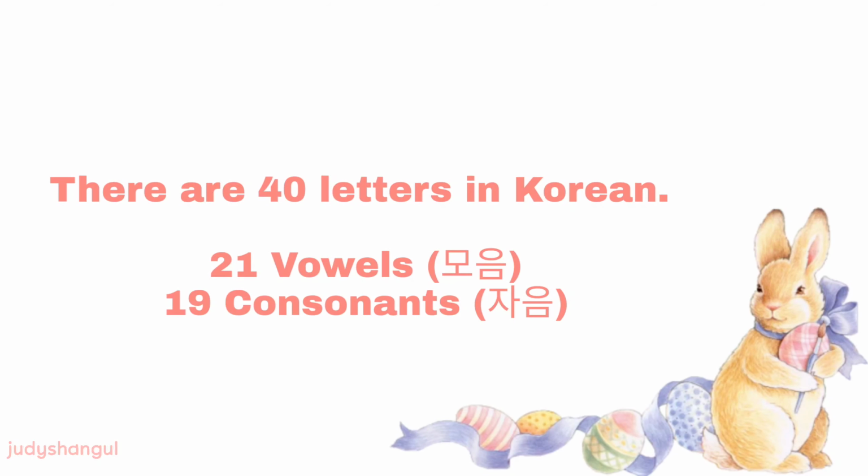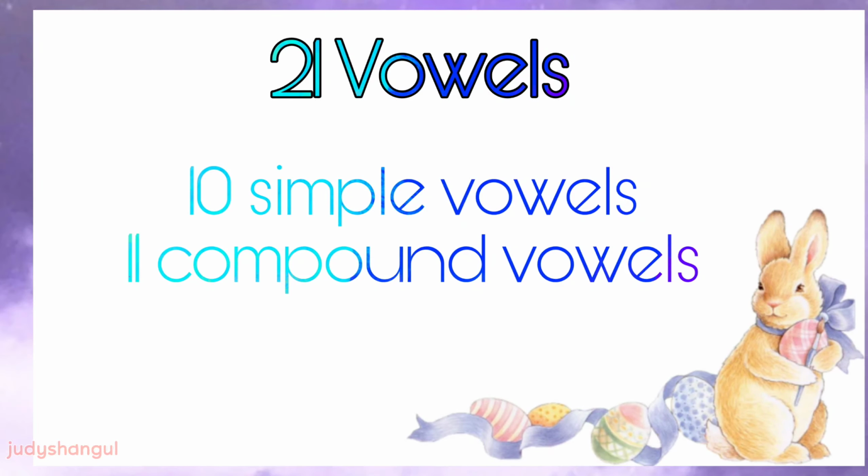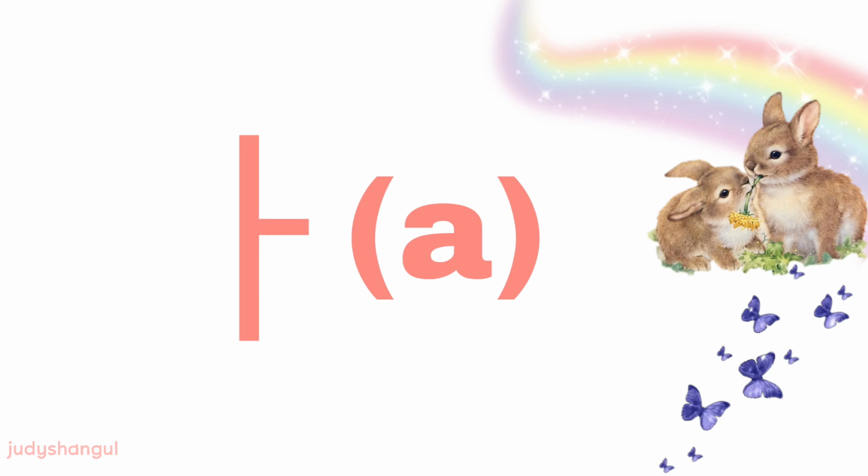There are 40 letters in Korean: 21 vowels and 19 consonants. Let's learn the 21 vowels first. 10 simple vowels and 11 compound vowels make a total of 21 vowels. Vowels are written from top to bottom and from left to right. Now please listen and repeat after me.